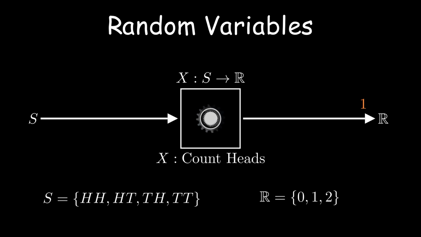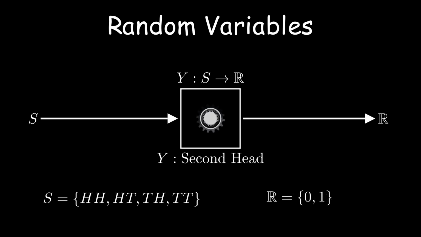Let's define another random variable Y that assigns the value of 1 if the second toss is a head and 0 otherwise. The sample space remains the same, but the output values will be only 0 and 1 since it is a binary random variable that represents whether the second toss is a head or not. So if TH is the outcome, Y will produce 1 because the second toss is a head. If TT is the outcome, Y will produce 0 because the second toss is a tail.